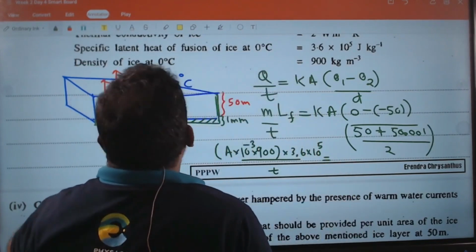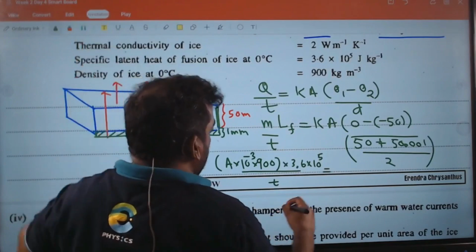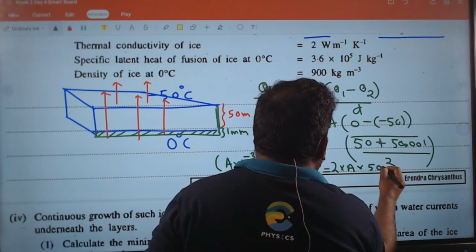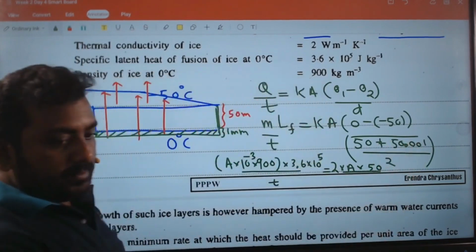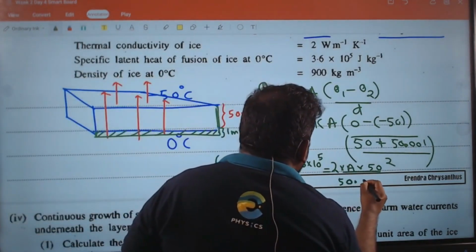Thermal conductivity is 2. Cross sectional area A. Temperature difference 50. What can you say about the average here? Now, with your experience, you can say something important here. Average 50 plus. If you look at it carefully, 50 plus 50.001 divided by 2 is 50.0005.